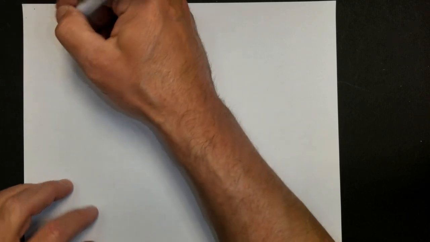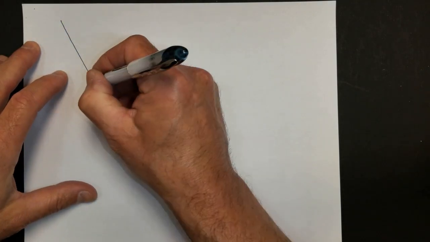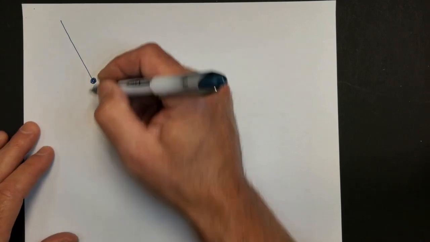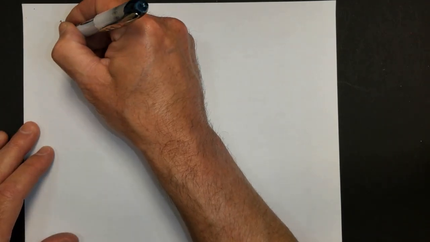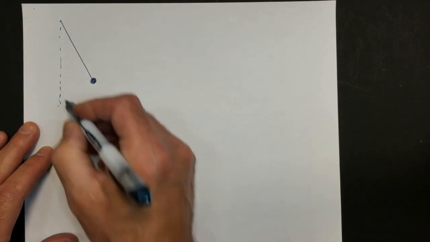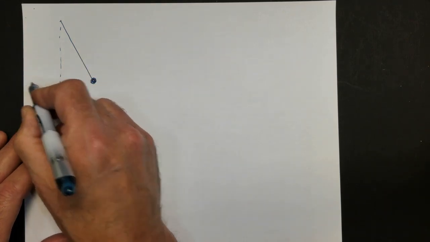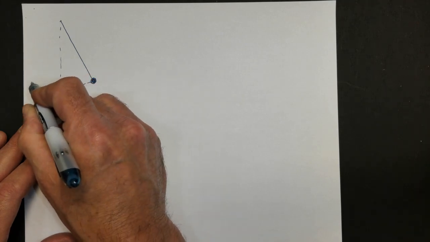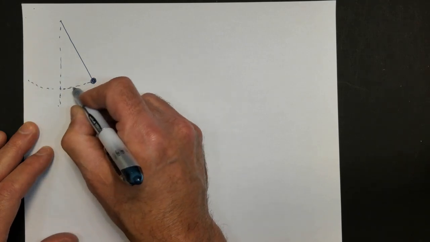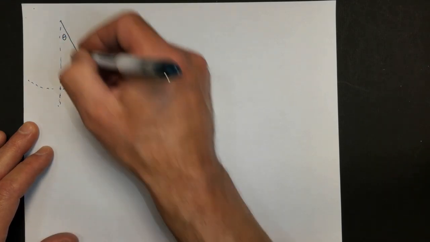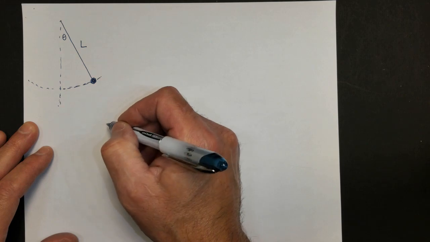So the first thing we want to do is identify a few things about the pendulum. A pendulum is nothing more than a mass on the end of a string that has been displaced from its equilibrium position by a certain amount, and it swings to and fro through some arc length in some form of circular motion. Now, we can label this angle theta. We of course know this is the length of the pendulum.